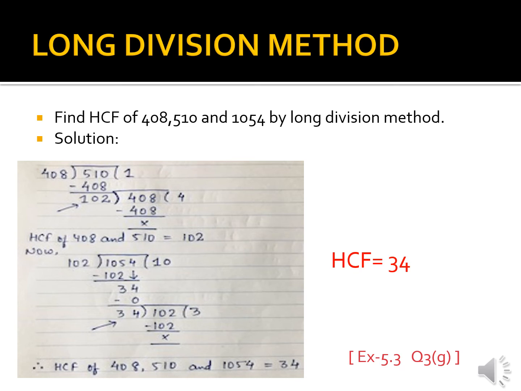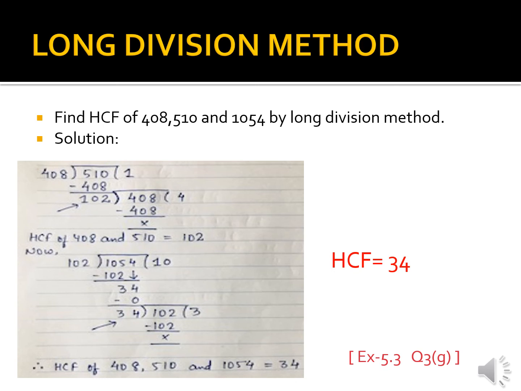408 ones are 408. Subtract it, you'll get the remainder as 102, right? This is the first remainder. So at the right hand side of 102, make a division sign again and write down the previous divisor, that is 408, as the dividend. So at stage 2, I have 102 as the divisor and 408 as the dividend, right? I think it is exactly divisible by 102. If you write down the table of 102, you will get 102 fours are 408. So I get remainder 0 here. So we stop here and we got the HCF of two numbers, 408 and 510, as 102, right?